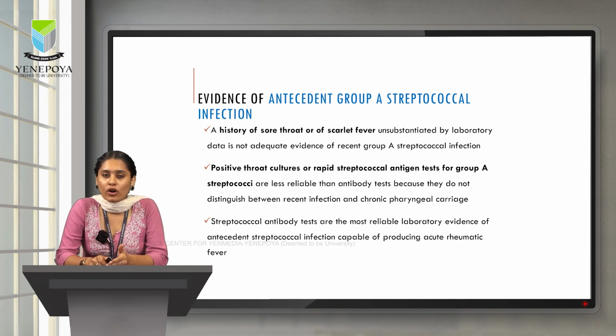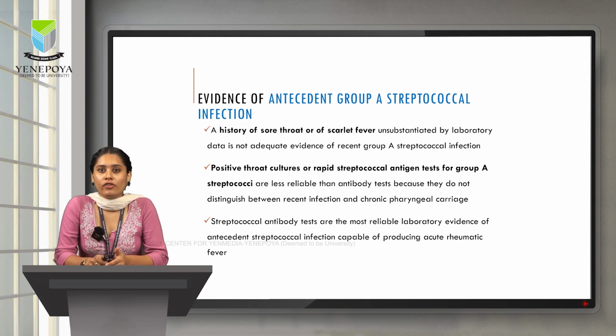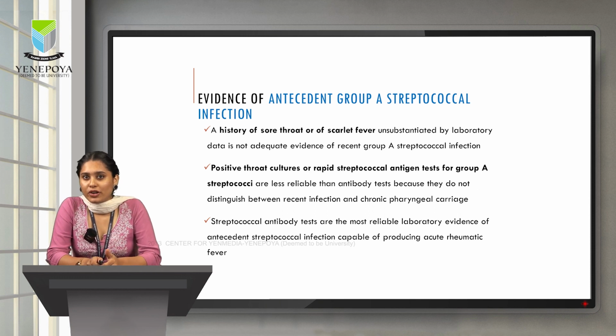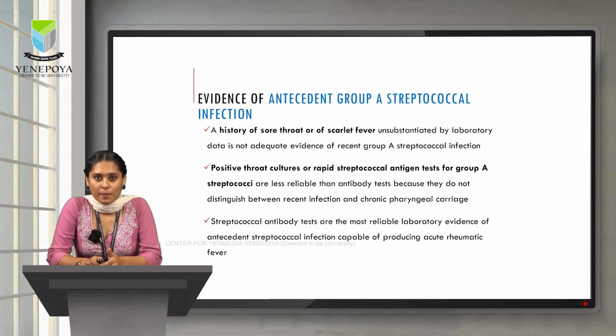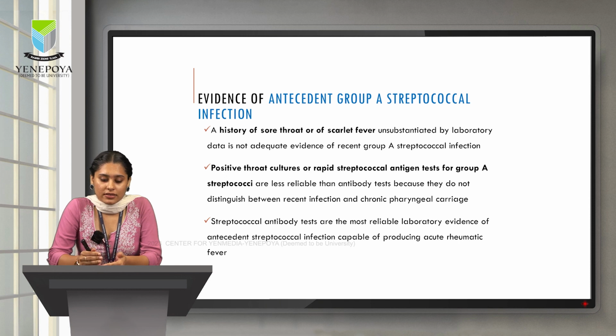What is important is that the streptococcal antibody test is the most reliable laboratory evidence of an antecedent streptococcal infection capable of producing acute rheumatic fever. So if there is proper evidence from an antibody test, then only you can say that there was a previously existing streptococcal infection of the pharynx.